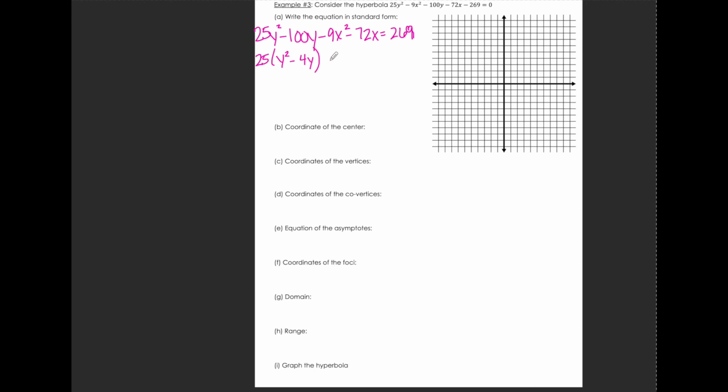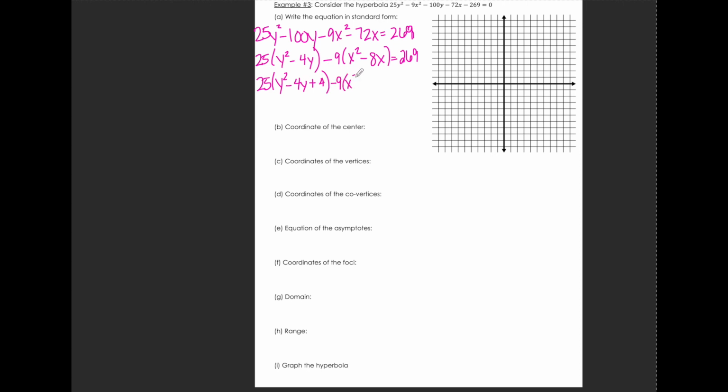Now I'm going to complete the square for the y values and for the x values. So in order to figure out what term I need to complete the square, I half and square the b value. So 4 divided by 2 is 2, and 2 squared is 4.